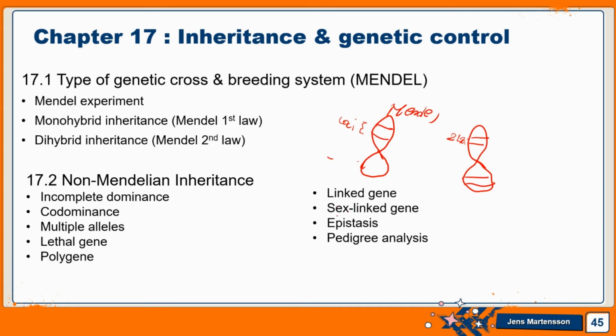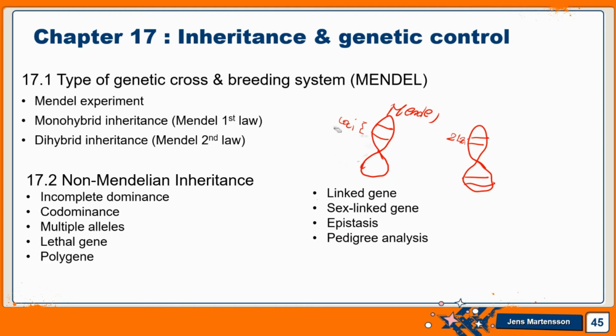Okay, so link gene and sex link gene are covered. Sex link gene includes the sex chromosome only. Another one is epistasis. Epistasis is similar to polygene, but not the same. There are some differences. You know. And Chi-square analysis is the last part of the non-Mendelian inheritance chapter.